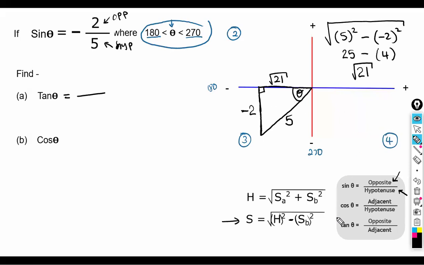We made a small mistake. This square root of 21, do I need to change it to a negative? After we do the calculations, we're supposed to always ask ourselves, should we add a minus sign there?